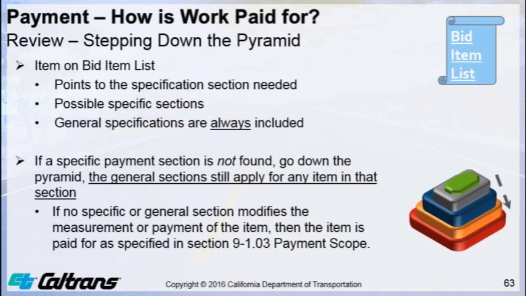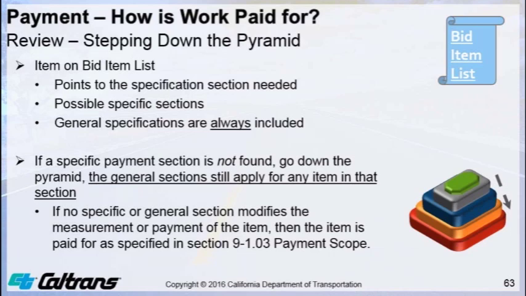The first two digits, again, point to the specific sections needed. The item description may point to a specific section, a specific specification section, or possibly it may only point to a specific section general. If a specific payment section is not found, go down the pyramid. The general sections still apply. Those general sections, again, are the section general, the division general, and then the construction general provisions.